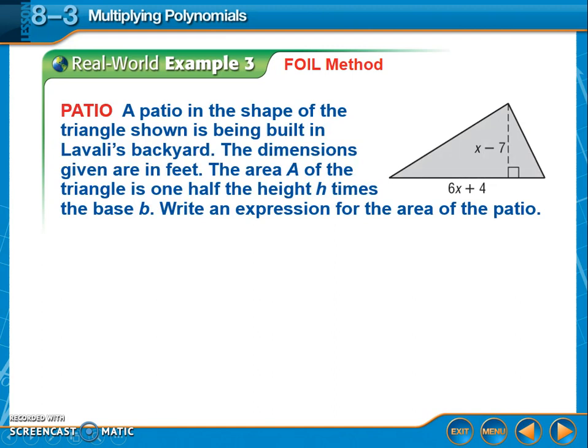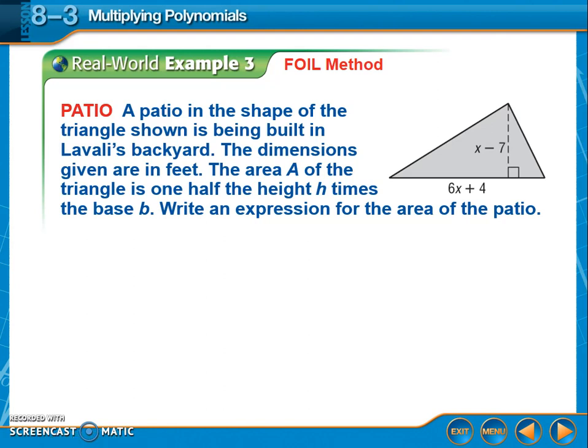Okay. Example 3. A patio in the shape of the triangle shown is being built in Lavalley's backyard. The dimensions given are in feet. The area A of the triangle is 1/2 times the height h times the base b. Write an expression for the area of the patio.